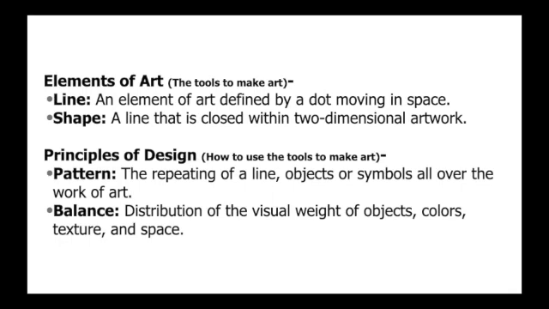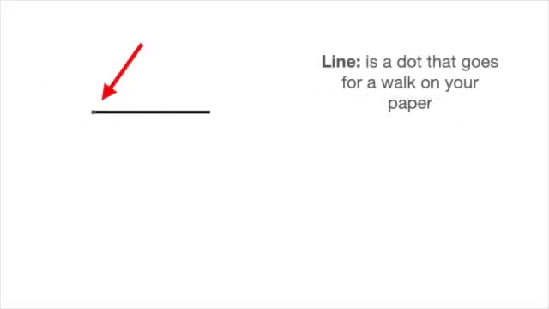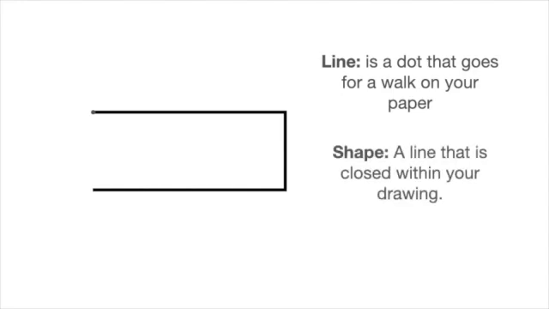We use the element of art, line, constantly in artwork. It's simply a dot that walks across your page. But once that line is closed, it becomes a shape. The shape can be filled with color. The shape can be filled with pattern.